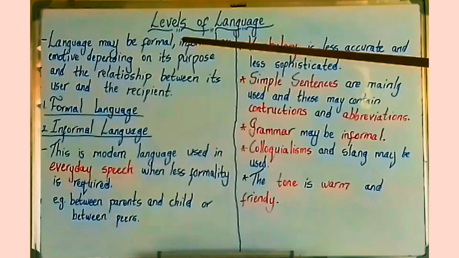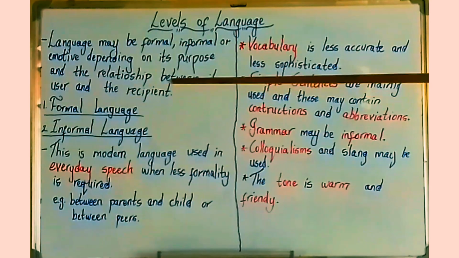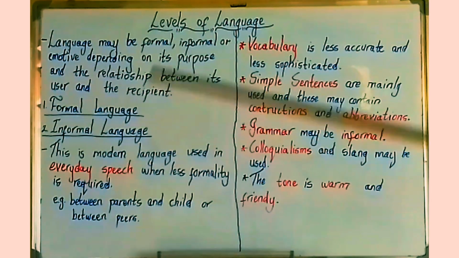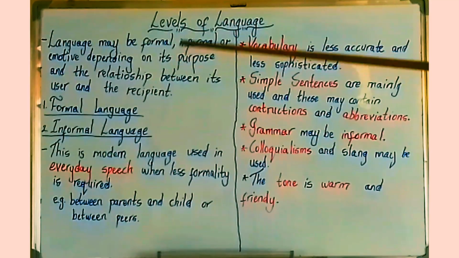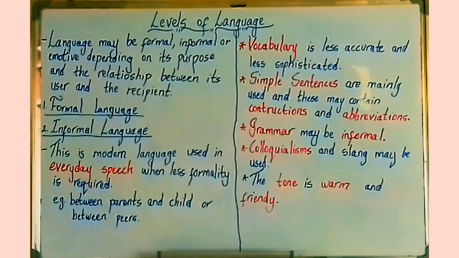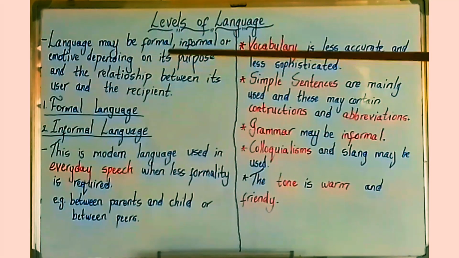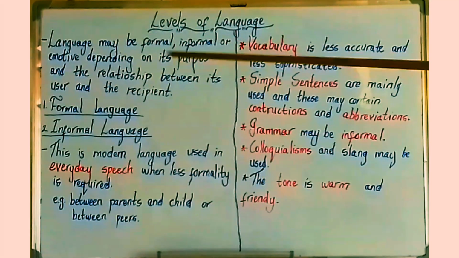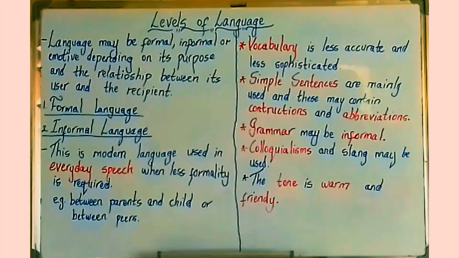Language may be formal, informal, or emotive depending on its purpose and the relationship between its user and the recipient. So we have three types of levels of language. We have one, which is formal language, two is informal language, and three is emotive language. So you can use either one of them depending on its purpose, depending on the reason and the relationship you have with the person that you are talking to.